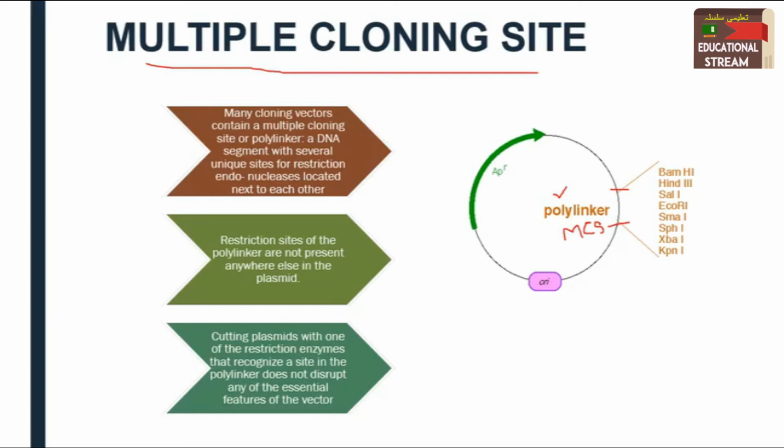It is actually a segment of DNA with several unique sites for restriction endonucleases which are located one after the other. Like after BamHI there will be the restriction site for HindIII, and after that there is SalI. So there is one after another. These restriction sites are arranged in such a way. These are the unique restriction enzymes. Maybe you are familiar with some of them: BamHI is very common, EcoRI is very common, SmaI is very common. These are common and unique restriction enzymes whose restriction sites are present in the polylinker region.